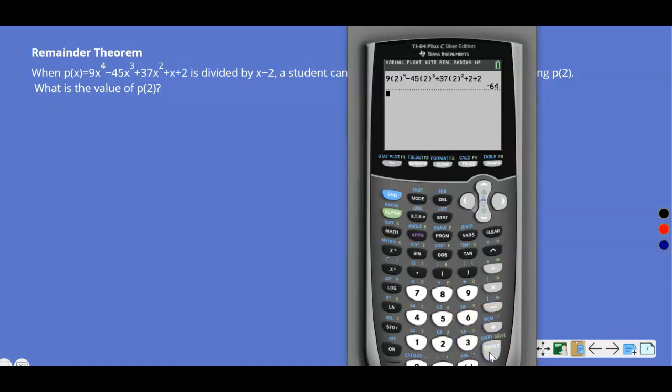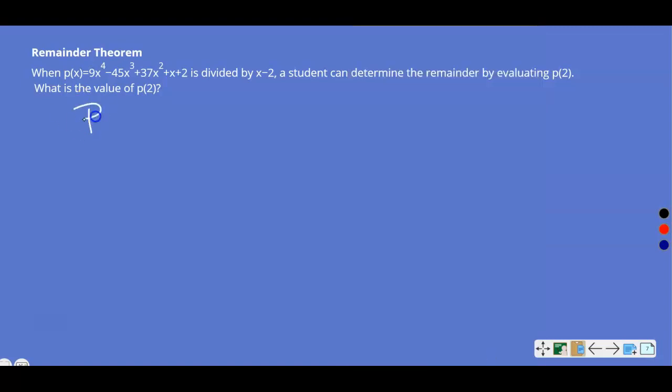So you can conclude that p of 2 equals negative 64. You can go ahead and do synthetic division if you want to check it, but it makes it nice to be able to just plug that in as well. As long as you type it in your calculator correctly, it will give you the correct remainder.